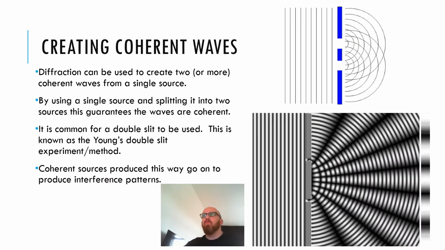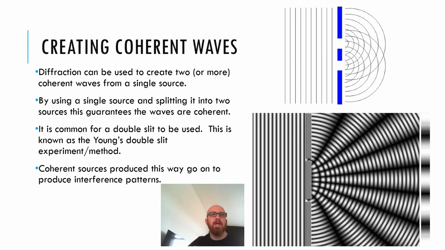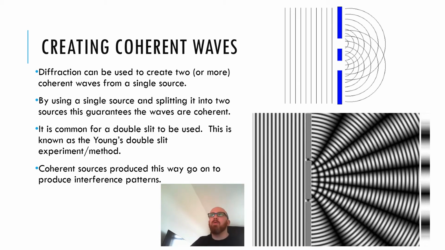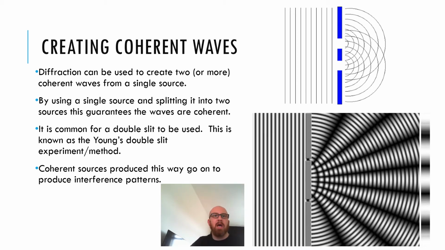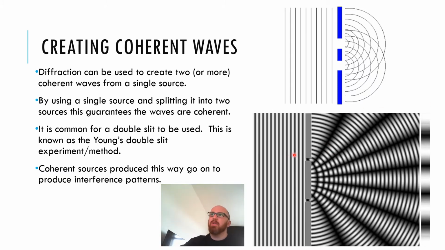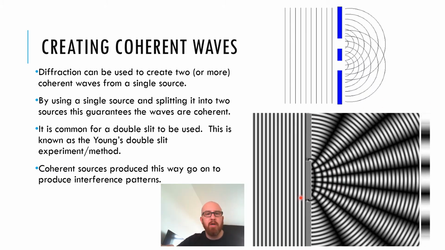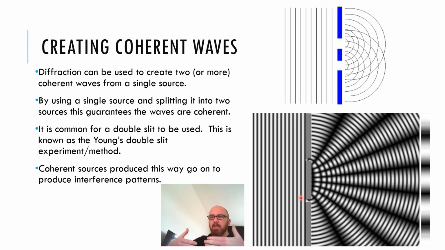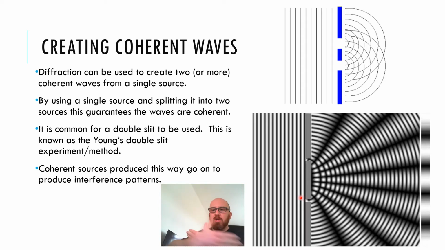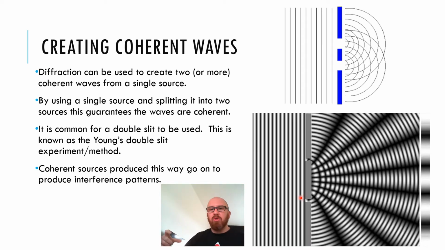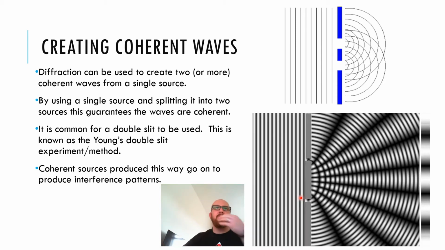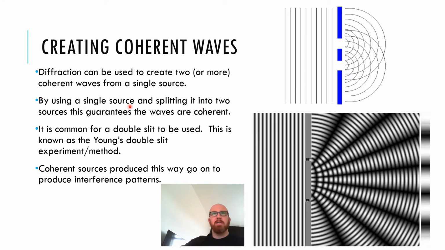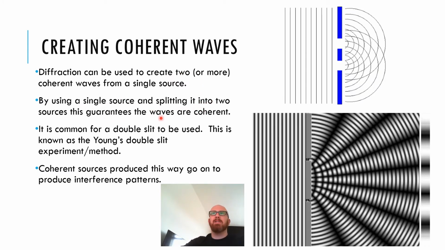So, last week we talked about something known as coherent waves. Coherent waves have a constant phase relationship, and they will also have the same wavelength, frequency, and wave speed. Now, diffraction can create coherent waves for us from a single source. That's really useful because we don't have to mess about with two sources, say two speakers or two light bulbs. We've got one source and use diffraction to create our two coherent sources. So diffraction can be used to create two or more coherent waves from a single source. By using a single source and splitting it into two sources, this guarantees the waves are coherent.